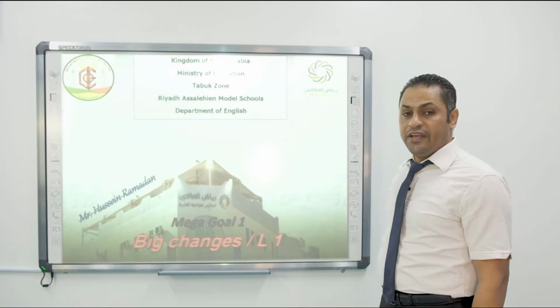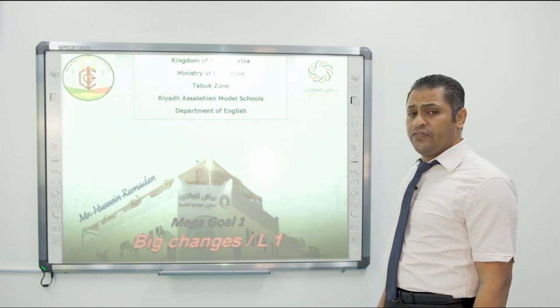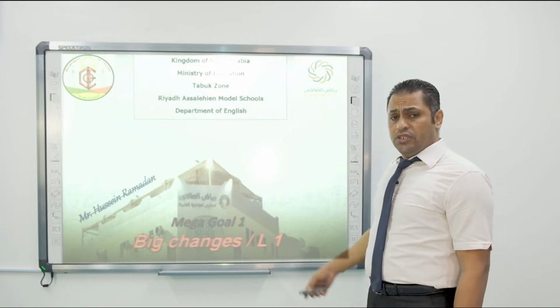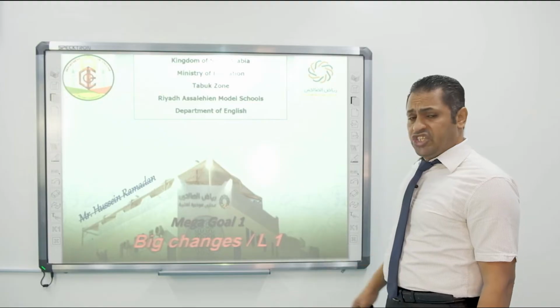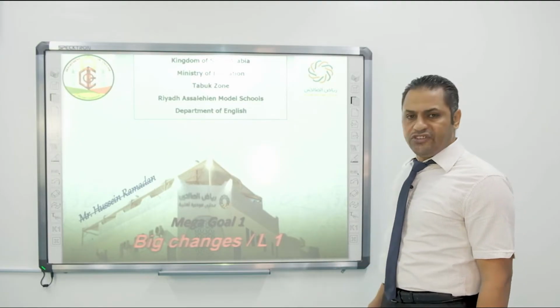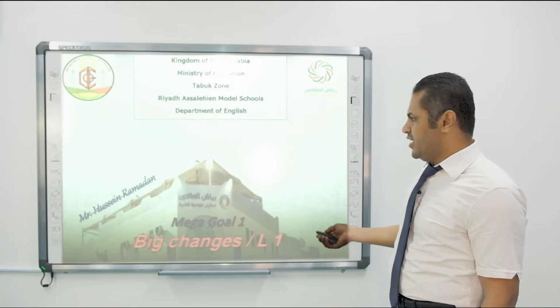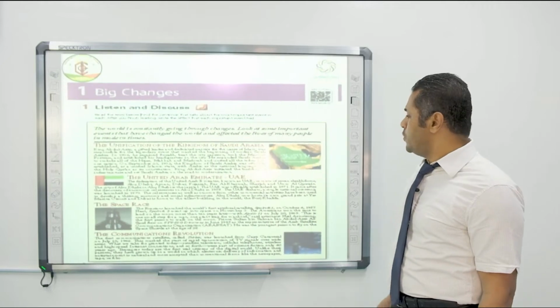Our lesson today in our new book Mega Goal 1 for the first secondary students. Our unit 1, Big Changes, lesson 1. Get ready with your book, your notebook, your workbook and your pen. Let's start. Look at your book.